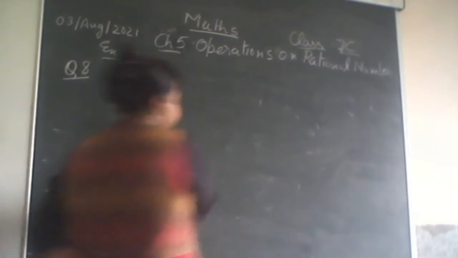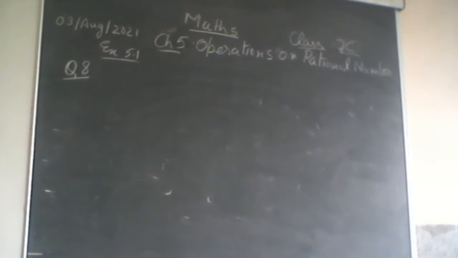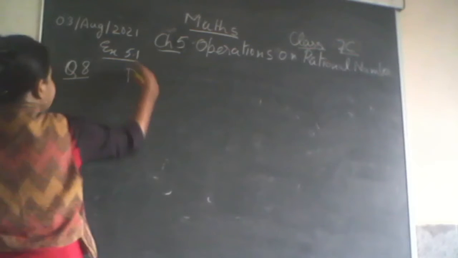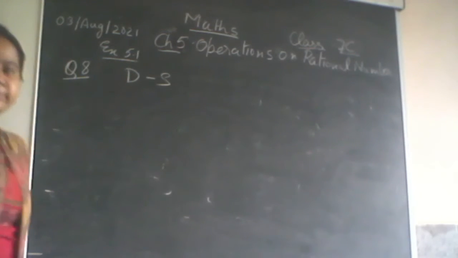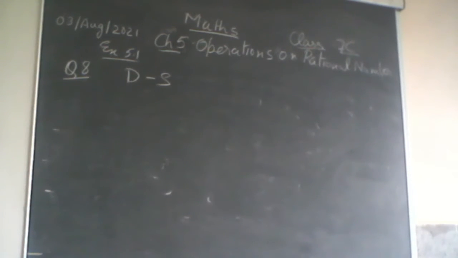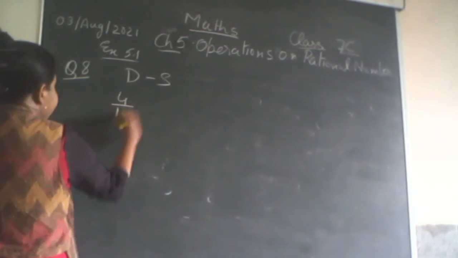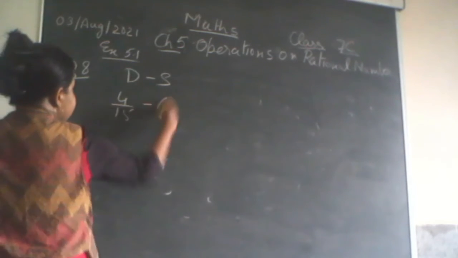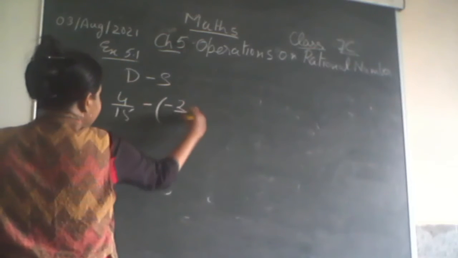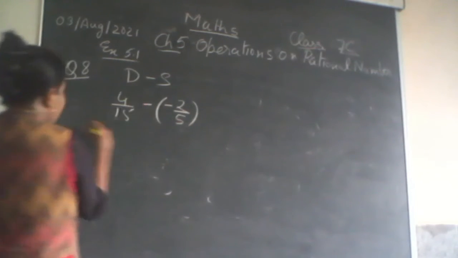First we will understand what the question is saying. The question is saying difference minus sum. Right? Now we will take the difference part and find out its result. What's the difference part? 4 by 15 minus 2 by 5. We solve it.